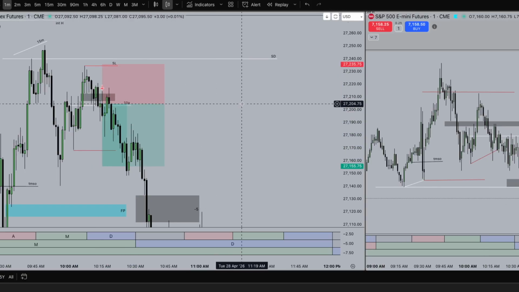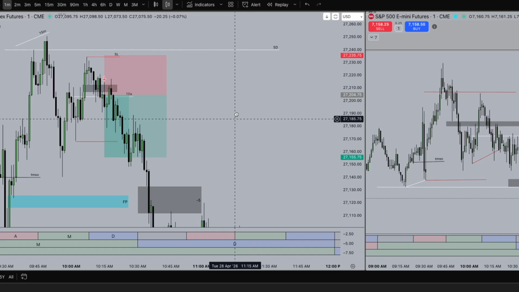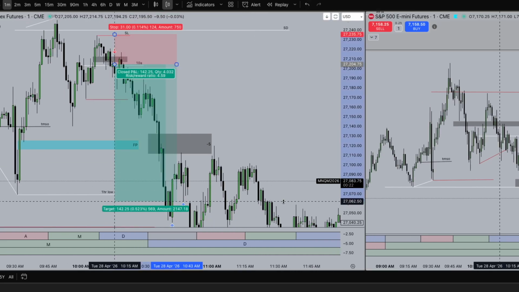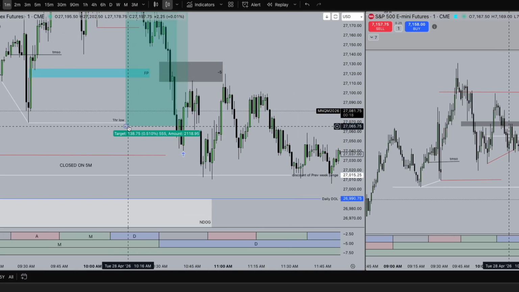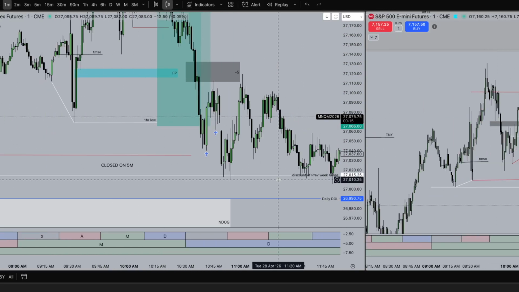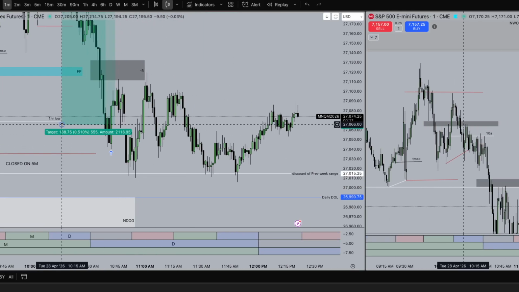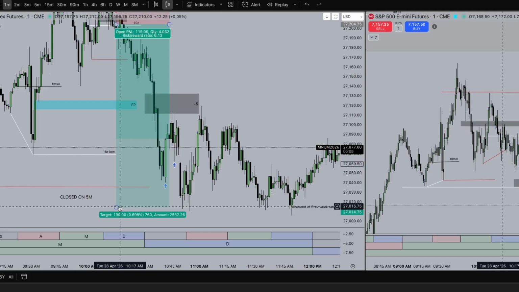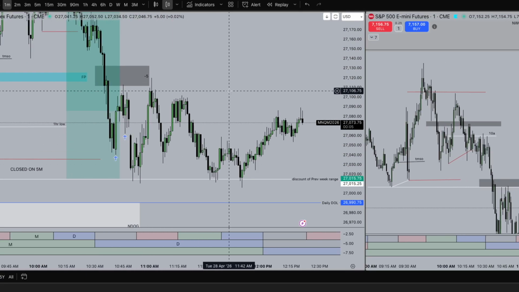I probably should have sized up. I was in 4 contracts and we hit a total of like 128 points. So $1,000 on the day. My total target was the low of the day and technically this low. But really, I had all my limits at 188 points, like right above there. So technically, yes, we did.